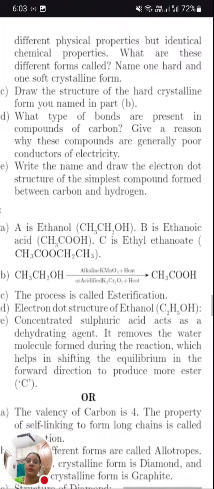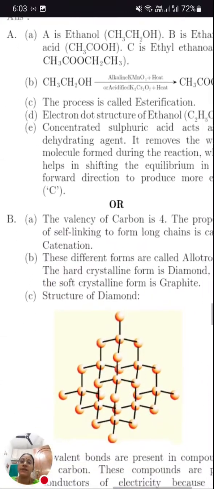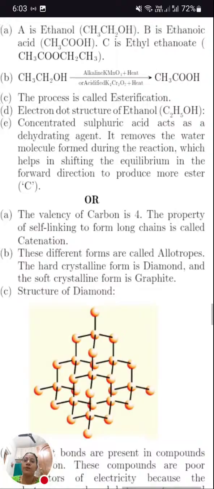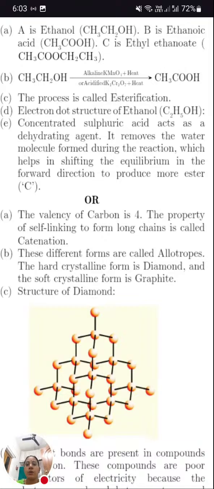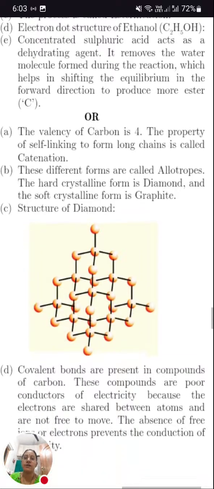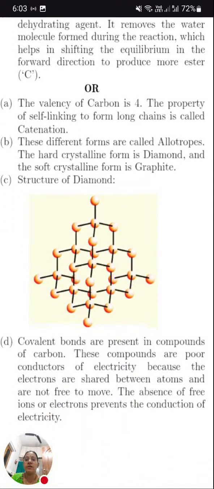The next question, okay, let's go through the answer. The valency of carbon is 4. The property of self-linking to form a long chain is called catenation. These different forms are called allotropes. The hard crystalline form is diamond and the soft crystalline form is graphite. The structure of diamond is given. So here for diamond it is hexagonal and for graphite it is octagonal.